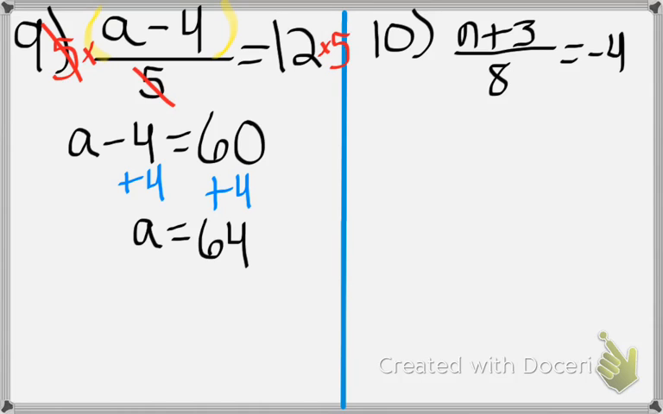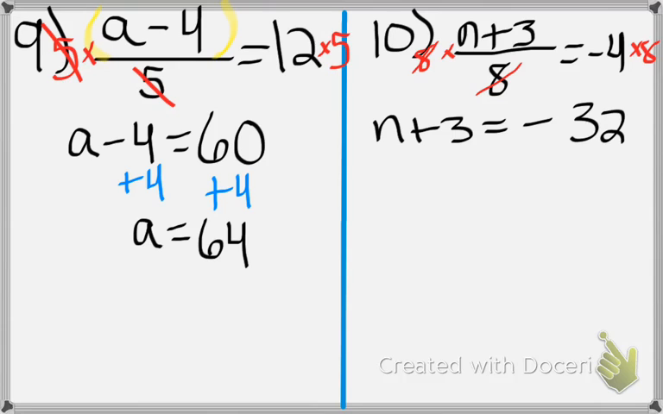Now I'll show you the answer to number 10 first, but hit pause and try number 10 first. Alright, N equals negative 35. So watch the steps and make sure you have the correct steps if you need them. Gotta get rid of divided by 8 first. The opposite of that is multiplied by 8. So multiply both sides by 8. So on the left side we have n plus 3. Right side, negative 4 times 8. That's negative 32. Now I'll just move that plus 3 to the other side and you're all done.